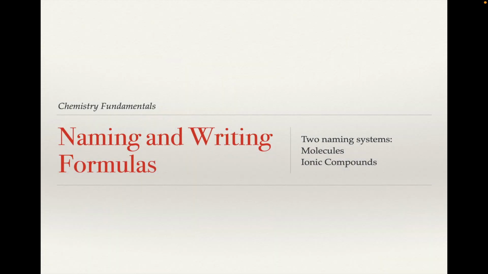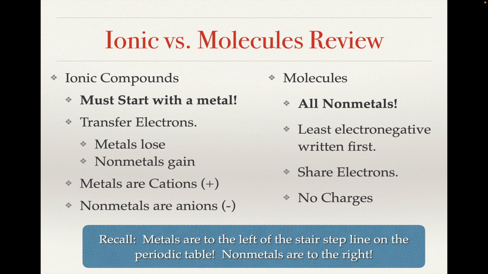All right, in this video, we're going to quickly run through our notes for the naming and writing units formula. One thing we want to do is make sure that we review the difference between ionic compounds and molecules. Biggest thing for this unit is that we're going to identify ionic compounds that start with a metal, and molecules are all nonmetals. Ionic compounds are transferring electrons, where molecules share them. You got to think about those cations and anions.